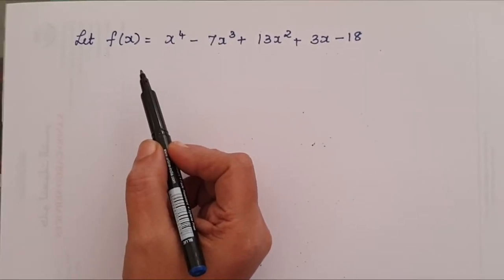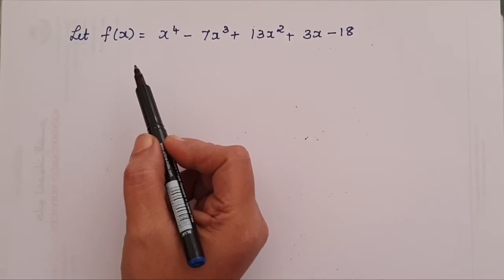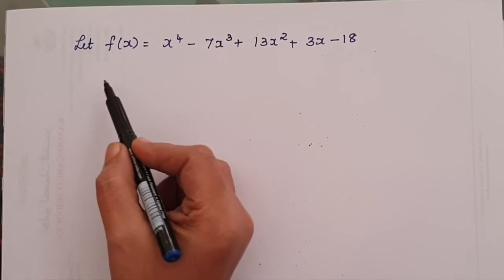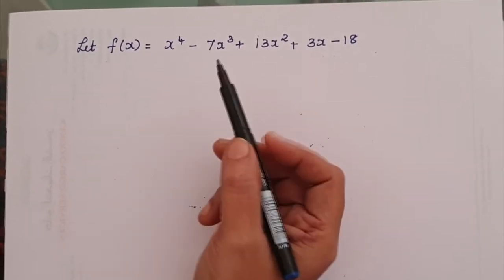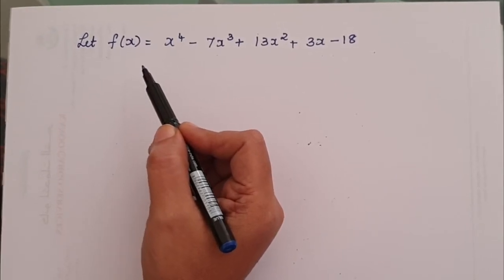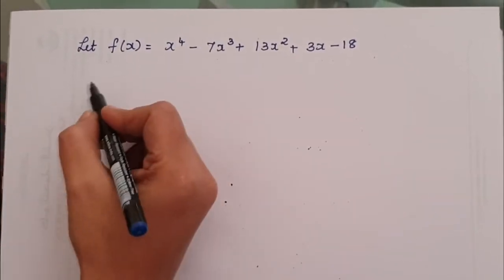In the first question, the factor of the expression was x plus 2. But in this question, factors are not given, and they have told us to factorize completely. In this case, what we do is find the factors by substituting values for x.